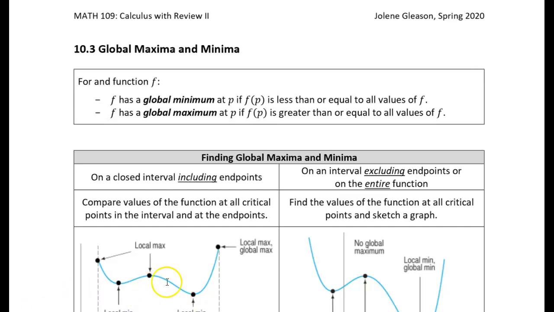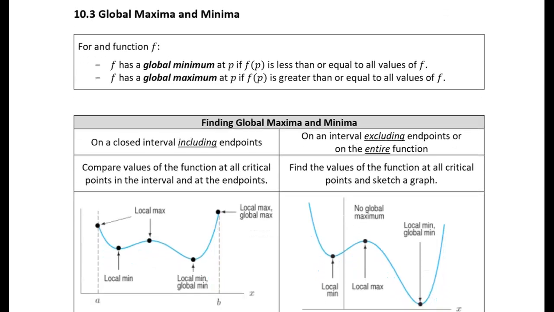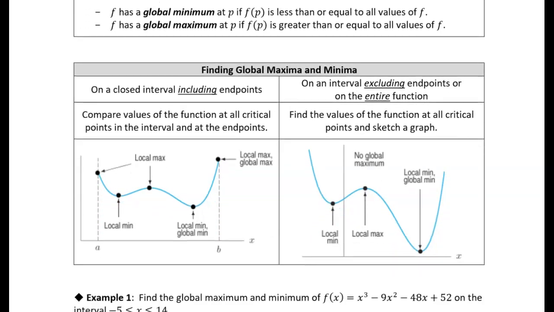So we have a couple of different situations where we may need to find global maxima or minima. One of those situations is a closed interval, where the function is only defined between 2 points. As shown in the diagram, you have to check your critical points where the local maxima and minima occur. But you also have to check the endpoints, because you can have a global maximum or a global minimum at one of the endpoints. It doesn't have to be just at one of the local minimums or maximums.